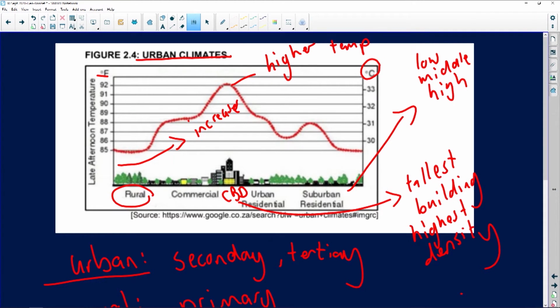Now, coming back to our figure 2.4, as you can see, that the rural area is covered with vegetation. It's much more vegetation in the rural area than in the CBD, the urban area. Okay, so we can see that the vegetation is actually decreasing towards the CBD. Now, this is late afternoon temperature. Pay attention to our x-axis as well, but we're going to concentrate on the degrees Celsius situated over here.